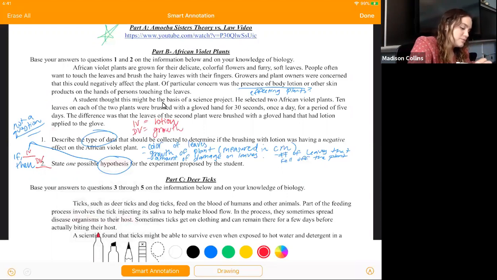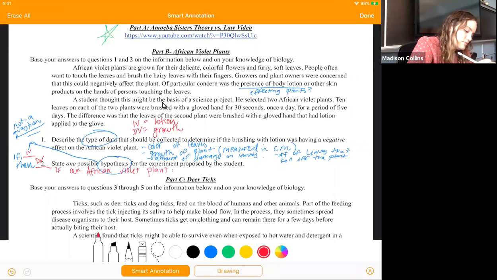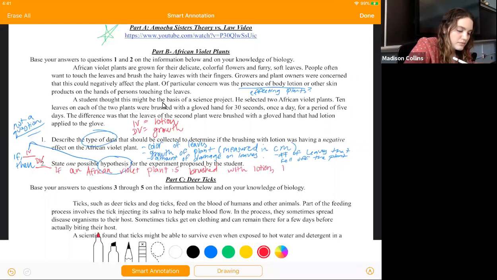Okay, so our hypothesis would be: if an African violet plant is brushed with lotion, then it will not grow as tall. Let's clarify, it will not grow as tall as those not brushed with lotion.